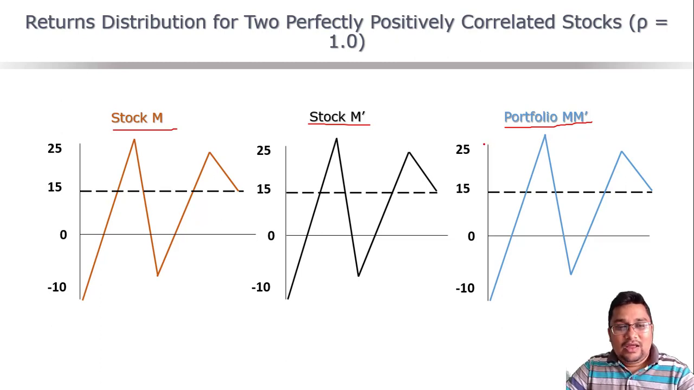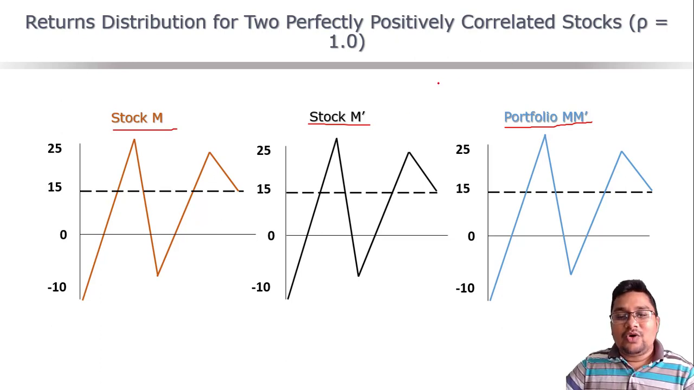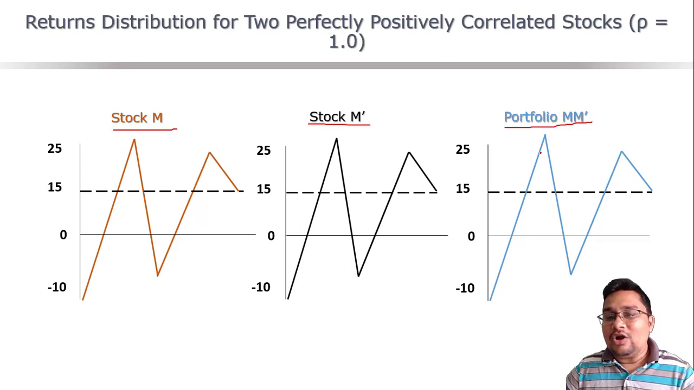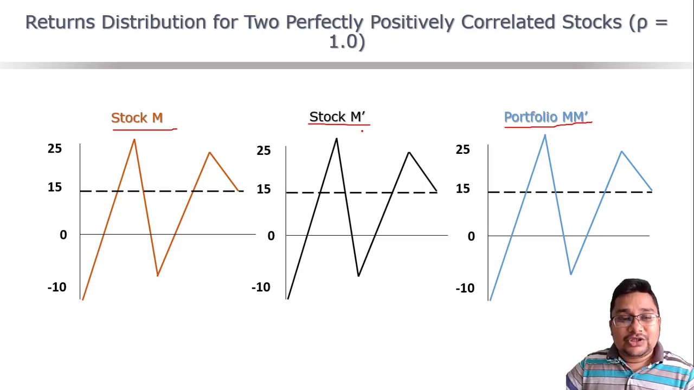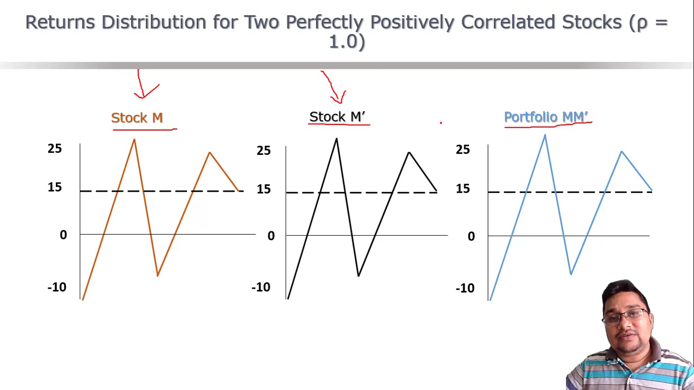So both are extreme cases. Having correlation of -1 and having correlation of +1, these two are extreme cases and very difficult to attain. But if you can attain the perfectly positive correlation, then your portfolio will not have any diversification, and the risk of the portfolio will become the weighted average risk of the return of M and the return of M dash.